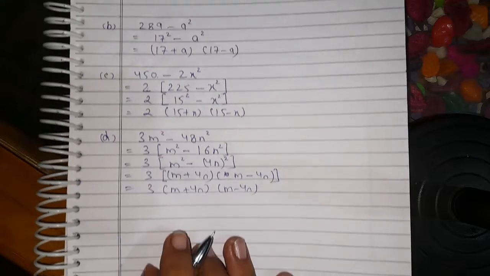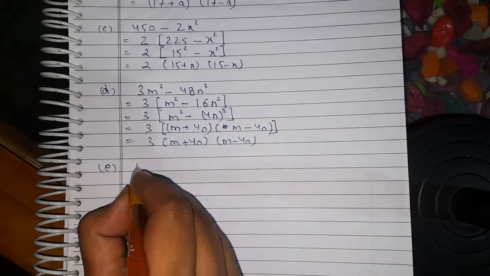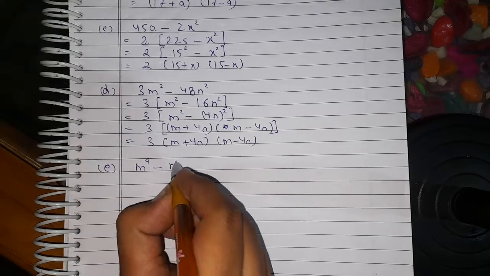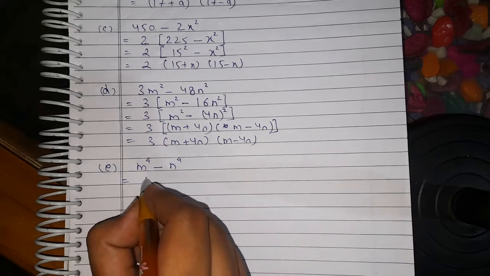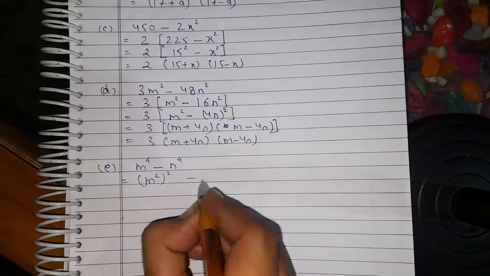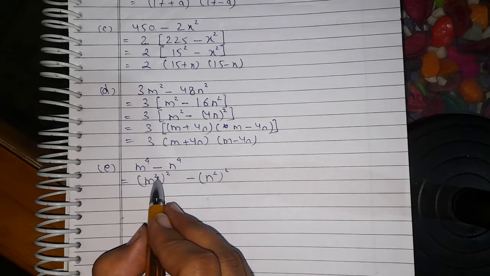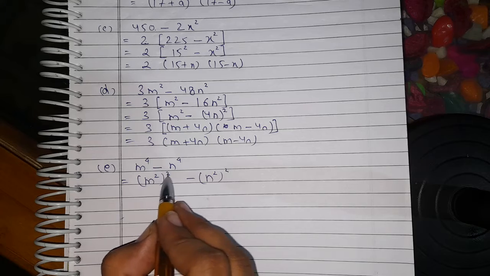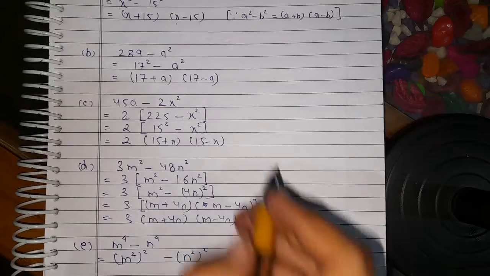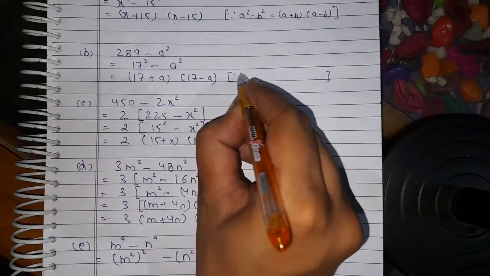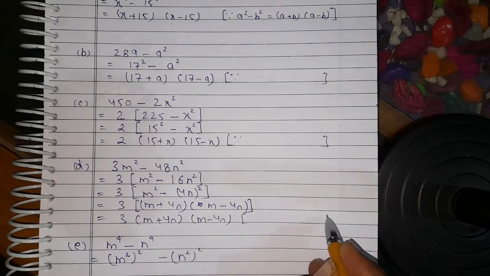E part. Look at the E part: m to the power 4 minus n to the power 4. We know only the identity of square, so I can write (m square) whole square minus (n square) whole square, because when we have power on the power, we multiply 2 by 2 to get the power 4. And listen carefully, in all questions you have to mention the identity to support your answer in this step.